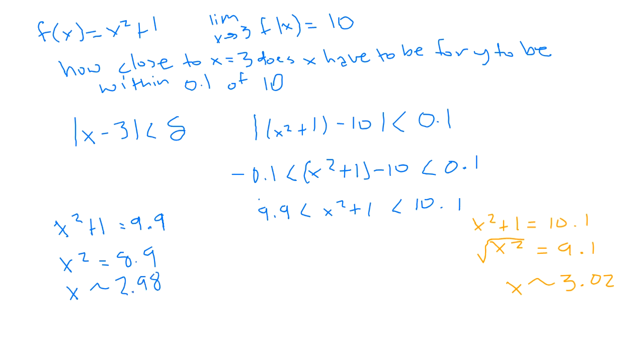Since we know that's how far away we're going from x, we can use that to guess our delta. So let's do our absolute value of 2.98 minus 3 equals, and that's going to come out to 0.02.